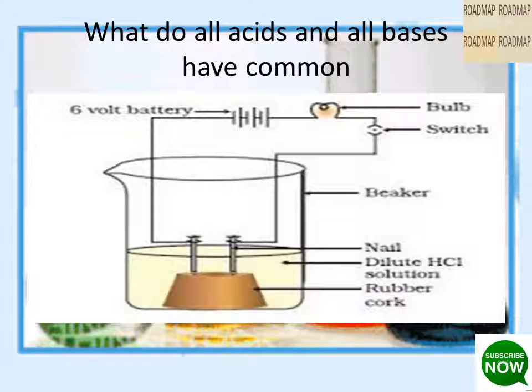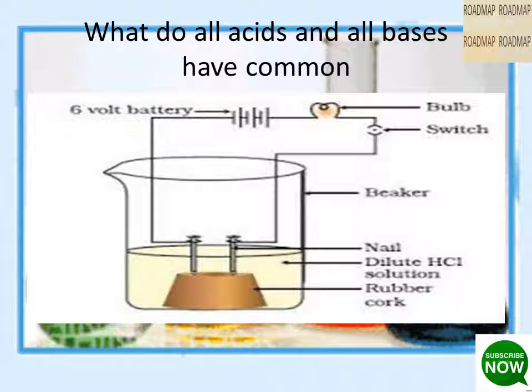Fix 2 nails on a cork and place the cork in a 100 ml beaker. Connect the nails to the two terminals of a 6-volt battery through a bulb and switch, as you can see in the figure. And now pour some dilute HCl in the beaker and switch on the current.